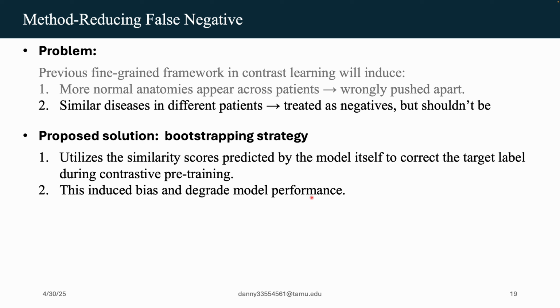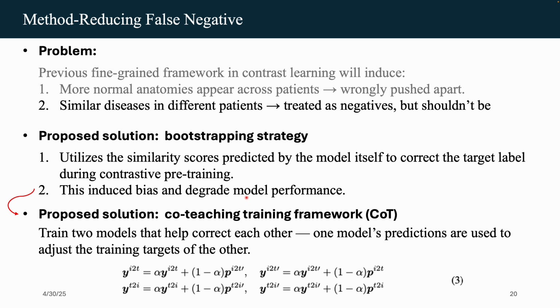This strategy will utilize the similarity scores predicted by the model itself to correct the target labels during contrastive pre-training. But this strategy has a side effect, because we use the similarity scores predicted by the model itself. This will introduce bias into the estimation, and this will degrade the model performance. So the paper proposed another method to help this strategy.